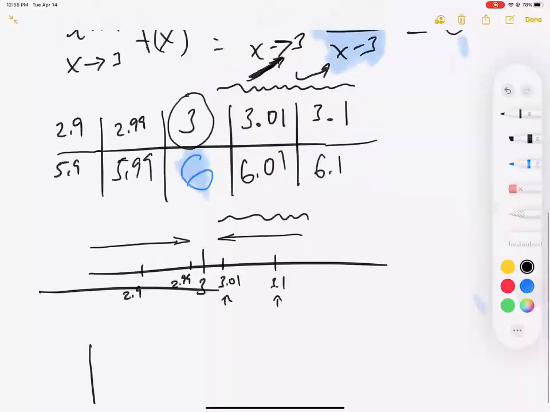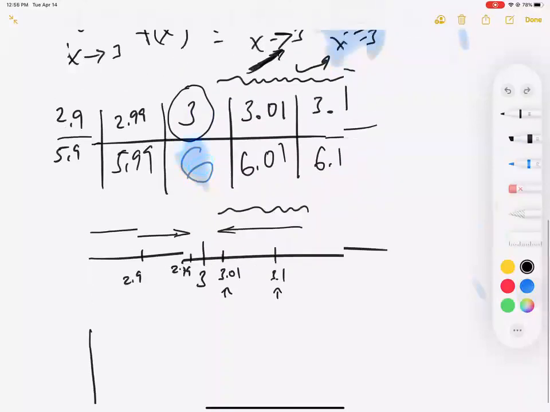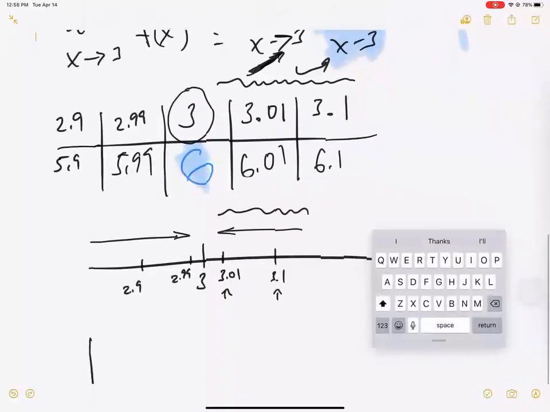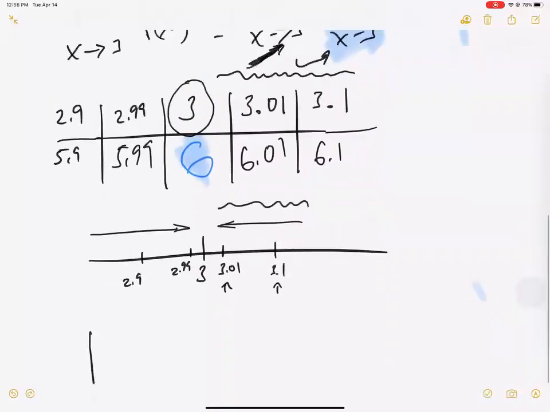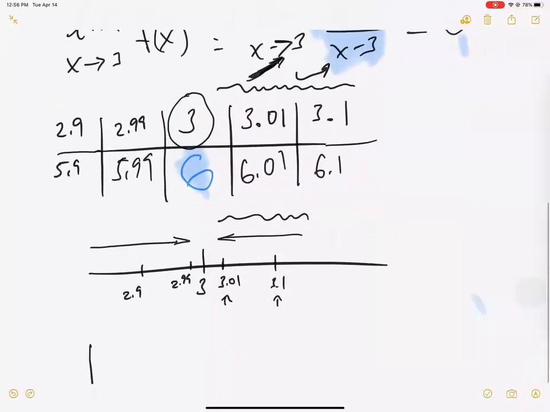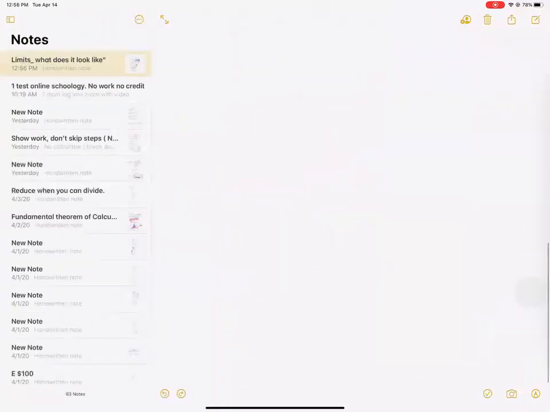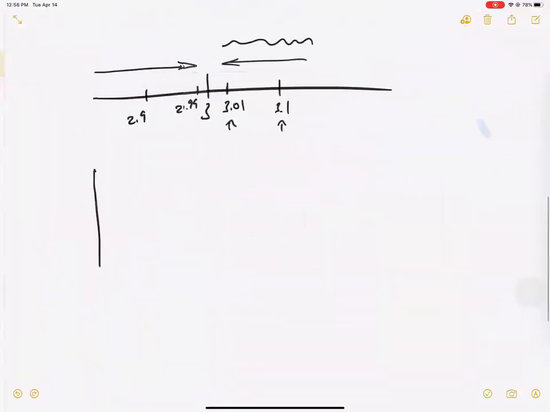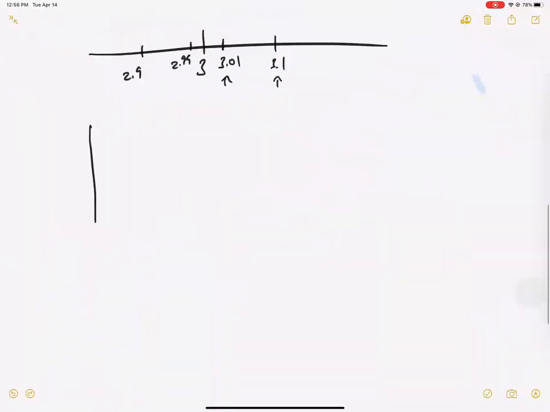If I give you a graph, we give it as a graph, and the graph is called f of x. This graph is called f of x, and this is what the graph looks like.